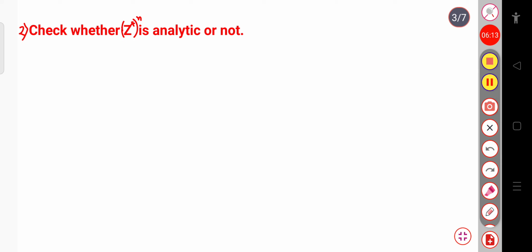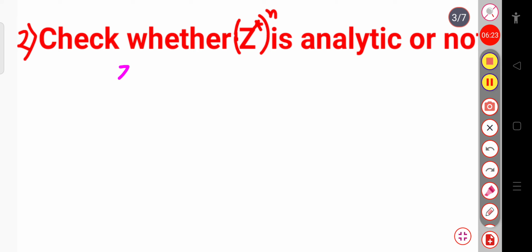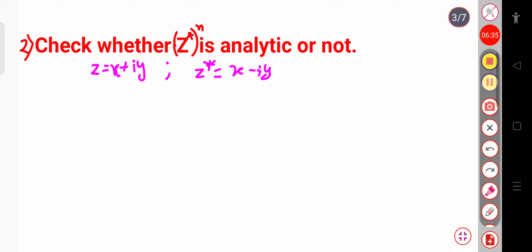Now let us check whether the function z star power n is analytic or not. Z star is the complex conjugate of z. We know z equals x plus iy, so z star, its conjugate, will be x minus iy. This is the Cartesian representation. For the polar representation we can write z equals r exponential i theta, and z star as r exponential minus i theta.